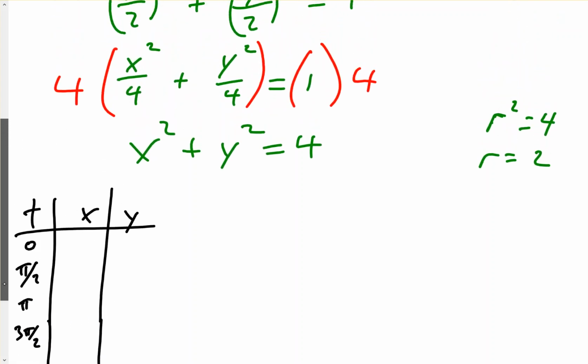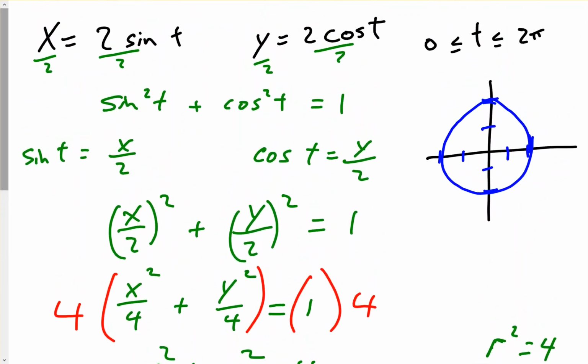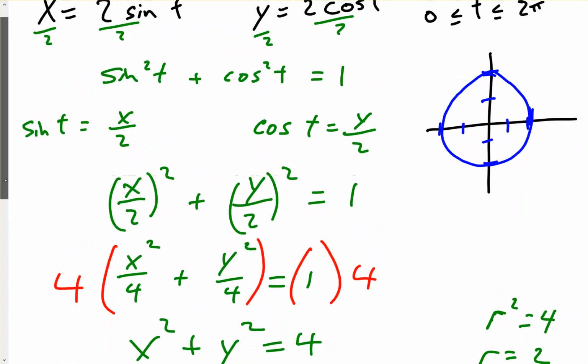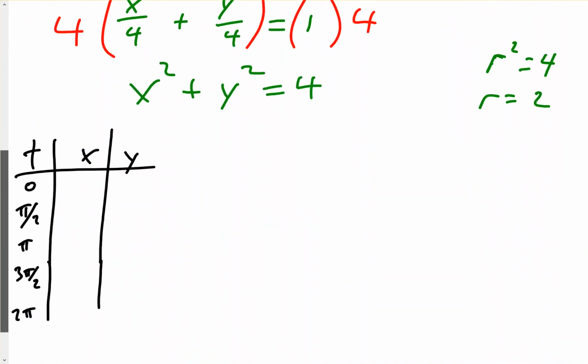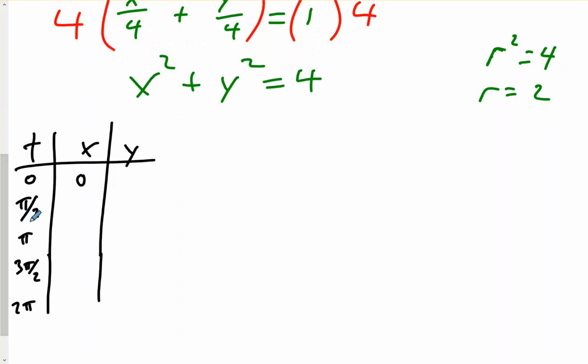Okay, plug in 0. So I'm plugging into my original equations. Okay, so I have x is 2 times sine of t. Well, sine of 0 is 0, so I have 0. Sine of 90 is 1, 2 times that would be 2. Sine of pi is 0. Sine of 3 pi over 2 is negative 1 times 2, negative 2. And sine of 2 pi is 0.